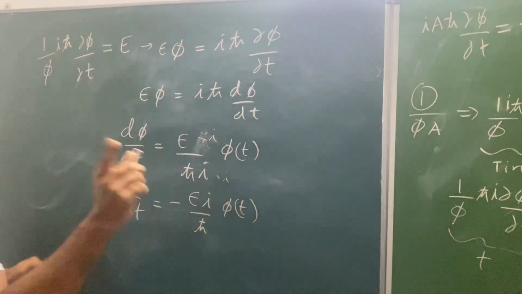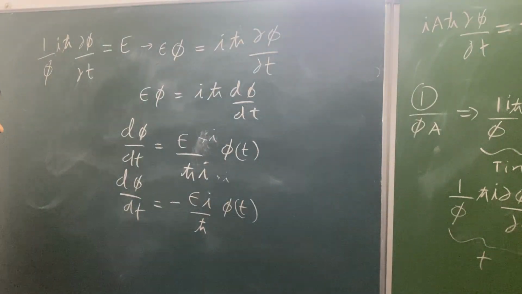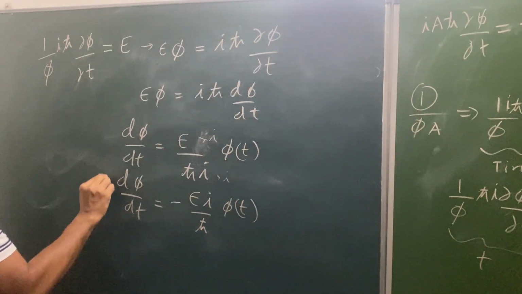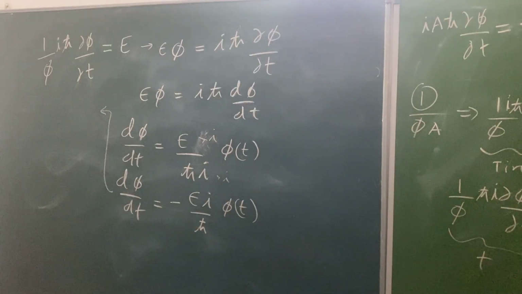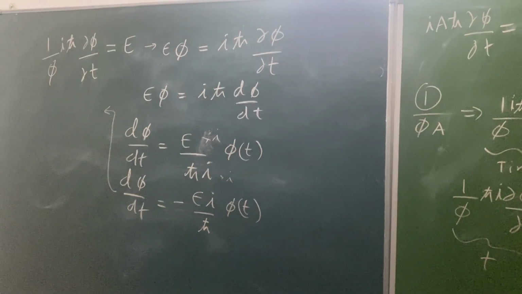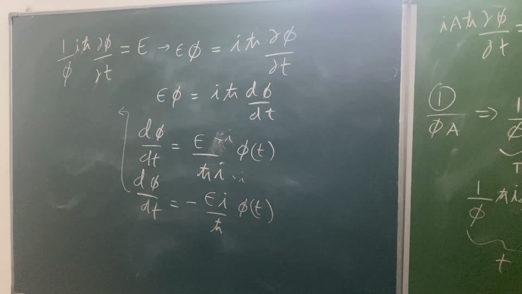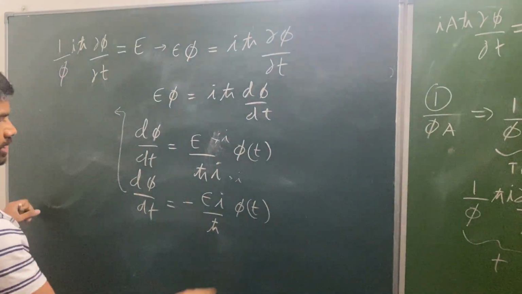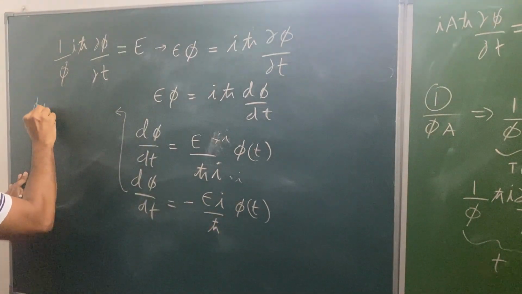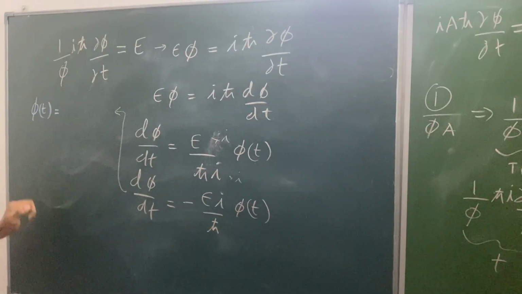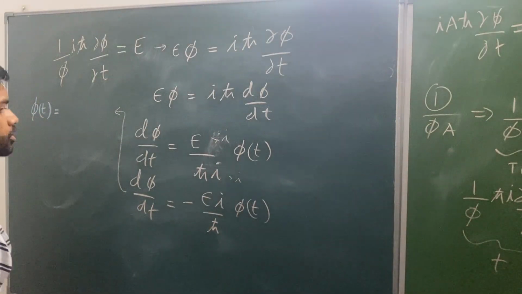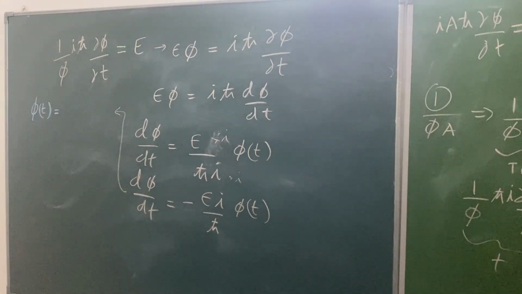Guys, we have come across these sort of relationships several times, so this is not new to you, right? This is valid only when phi of t is an exponential solution. Only then can we write it as a solution of this. So you can just define that this is an exponential.